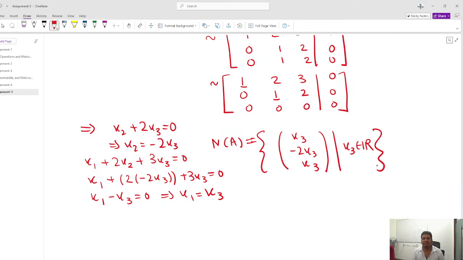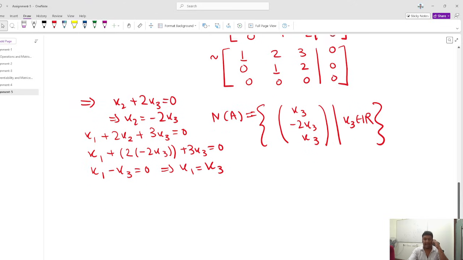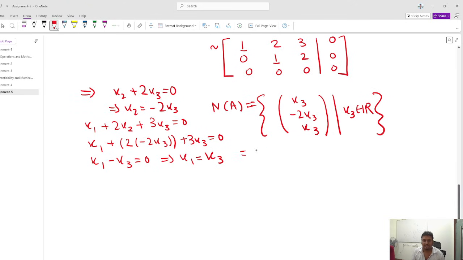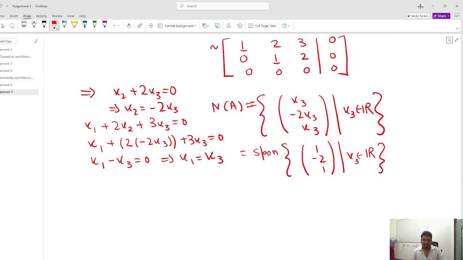Now, since you have covered something called span in class, what is this? This is nothing but the span of just this vector, 1, minus 2, 1, because x3 you can take common, right? Span of some vectors is basically the collection of all linear combinations of those vectors. So here you have just one vector. So this is the complete solution. I hope this is clear.